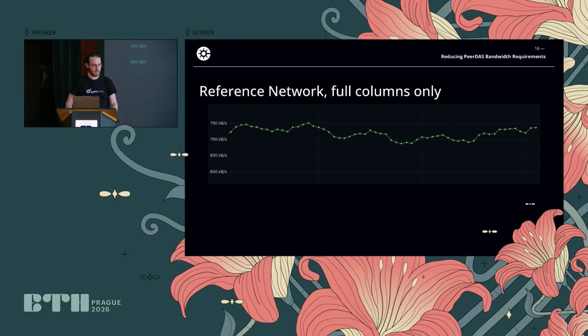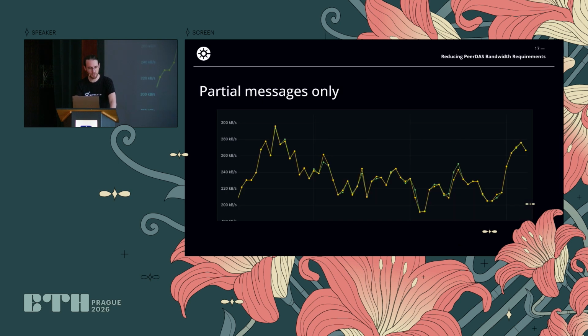All right, so first, in a reference network with only full columns, in my test, it was hovering around 750 kilobytes per second of column traffic. This is roughly equivalent to 20 blobs per slot. And if we use partial messages now, it actually goes down to around 250. So note the difference in scale. And 250 is like a third of 750, which is nice.